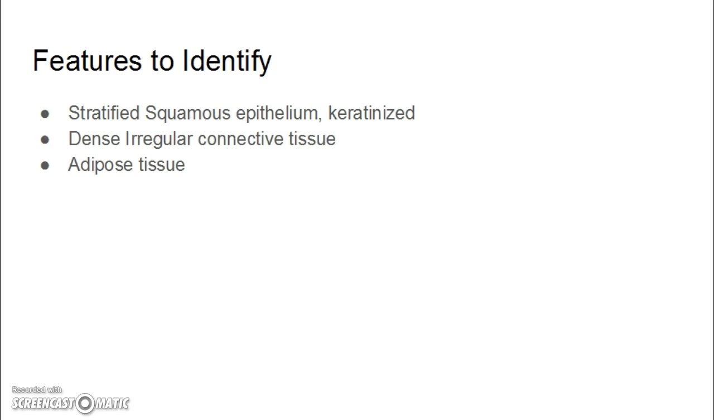We'll be looking for three different types of tissue: the stratified squamous epithelium, and because this is skin on the outside, it will be keratinized. We'll see dense irregular connective tissue and adipose tissue.